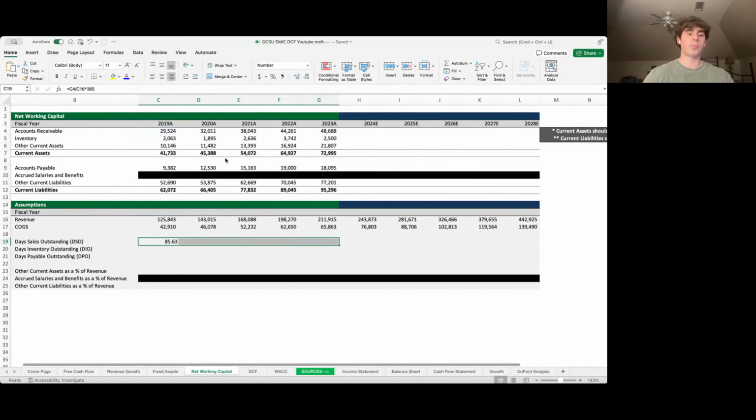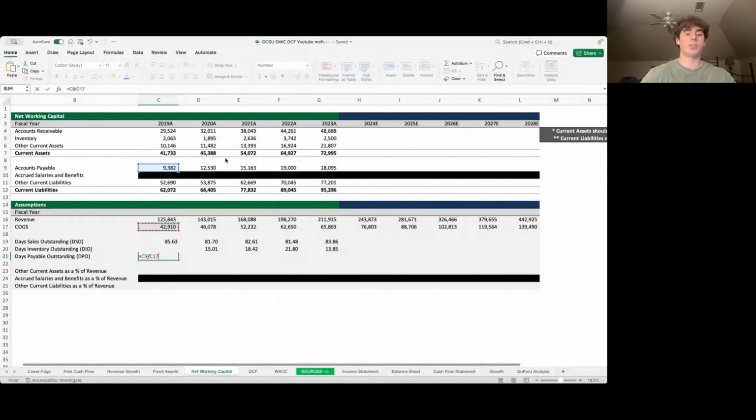Shift right, Command R. Days inventory outstanding is how many days stuff stays in the company's inventory before it goes out. Formula for this is inventory divided by COGS times 365. Next is days payable outstanding. This is how many days it takes the company to pay its bills. This is accounts payable divided by COGS times 365.